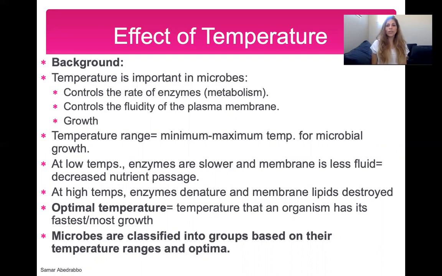Temperature also controls the fluidity of the plasma membrane. So when we look at a bacterial cell, or all cells for that matter, there's a plasma membrane or cell membrane. When we say fluidity of the cell membrane, we mean how leaky or strong that membrane is. And I'll talk about it more with high and low temperatures. And then finally, because temperature controls the rate of enzymes and how fluid the plasma membrane is, meaning letting things in and out, it determines growth. So will an organism grow at one temperature or be killed at another temperature?